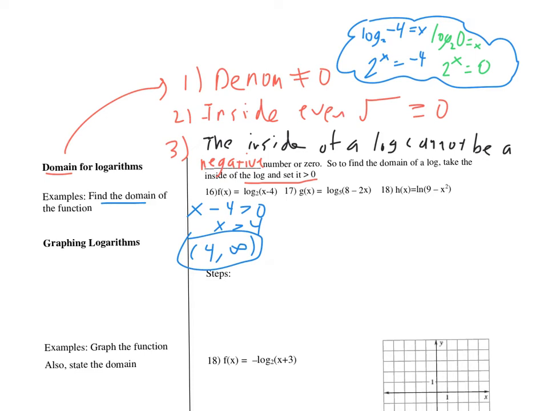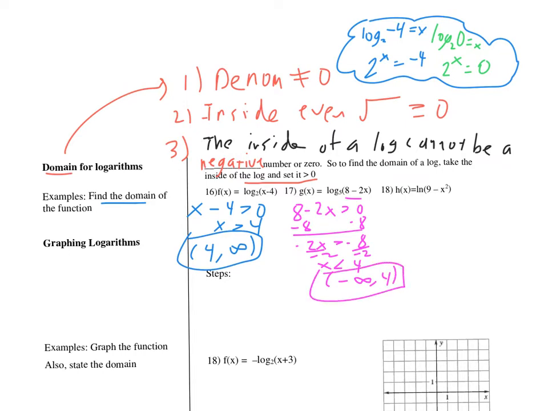Next one here, we have the inside of a log here, so I'm going to say 8 minus 2x is greater than 0. Now, whenever I see a negative in front of an x on these inequalities, I already am thinking I'm going to have to flip the inequality at some point on this problem. So I'm just going to subtract the 8 over. Say negative 2x is greater than negative 8. I'll divide that by negative 2, which means I have to say x is less than positive 4. So that's going to be from negative infinity to 4.